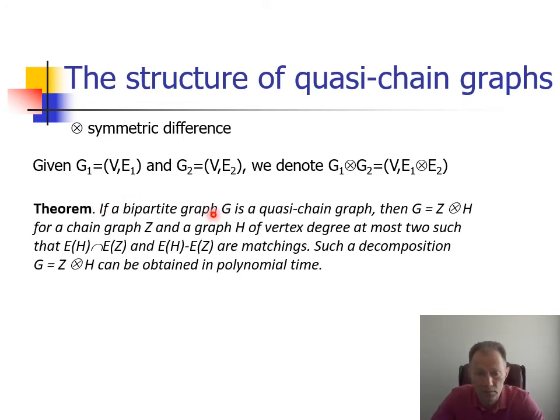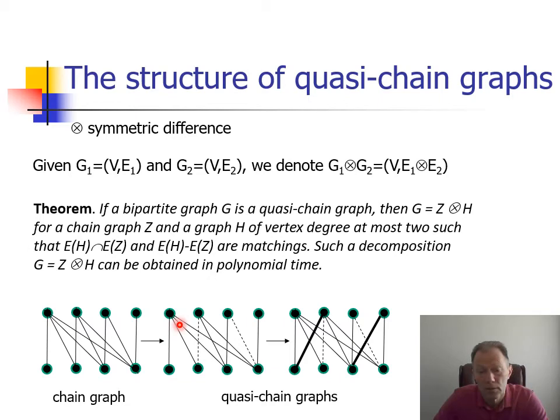If a bipartite graph G is a quasi-chain graph, then G is the symmetric difference of two graphs, Z and H, such that Z is a chain graph and H is a graph of vertex degree at most 2. Moreover, the edges of H can be split into two matchings. One of them has to be removed from our quasi-chain graph and the other has to be inserted into our quasi-chain graph in order to transform it into a chain graph.